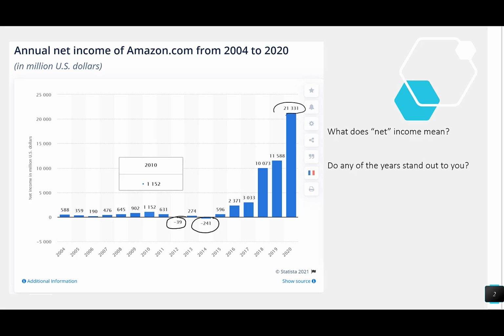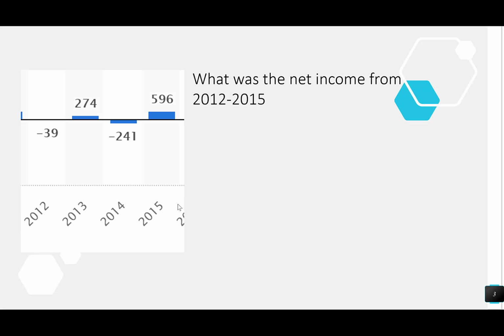Then you look at now, right, a little closer number like 2020, and it says the net income for that year in millions of dollars was $21,331 million. Let's look at net income over a series of years like 2012 to 2015. So we can see we had a negative 39 followed by a positive 274, then a negative 241 plus a positive 596. So we can put this together and see what was the total over those years. And that says the net income from 2012 to 2015 was $590 million. So we can kind of see these negatives and positives balancing out to get this total over that time.